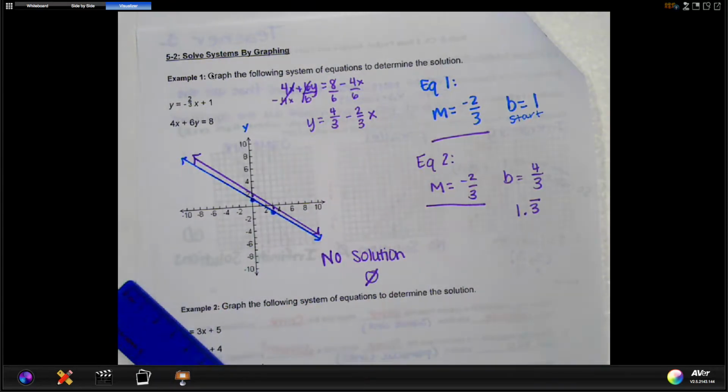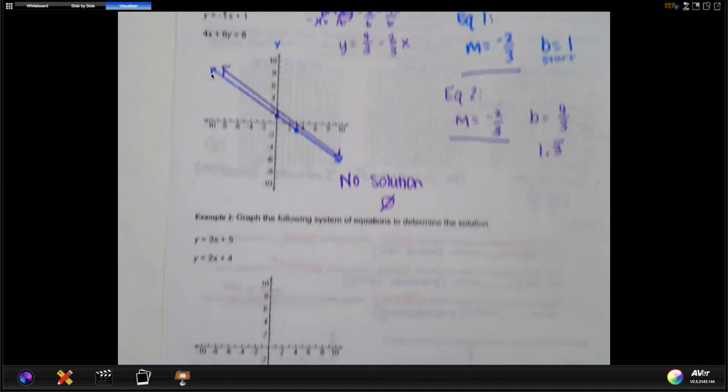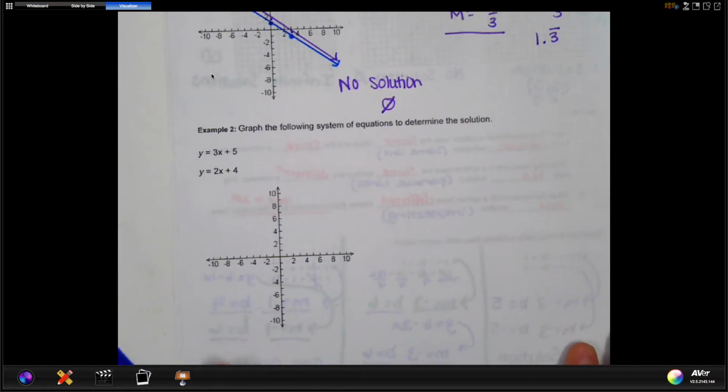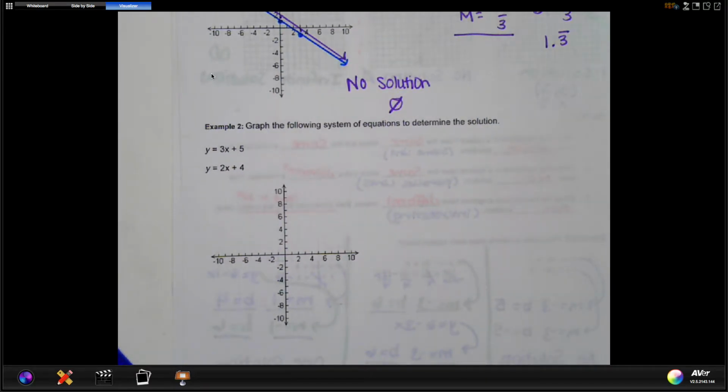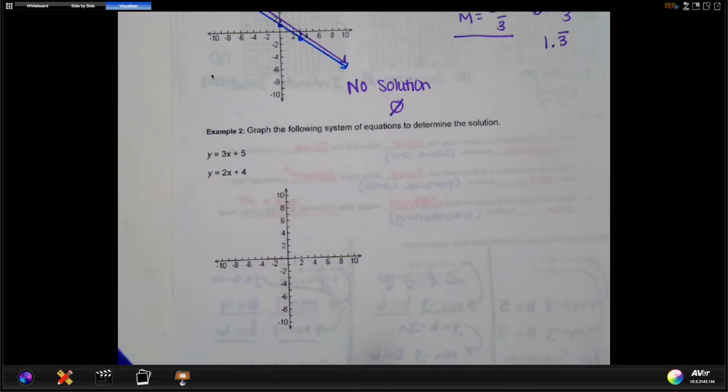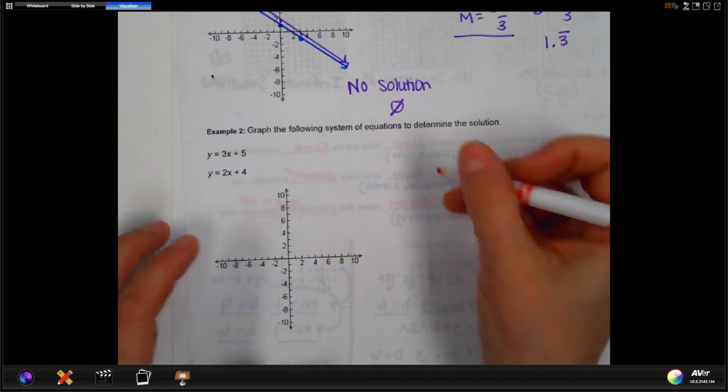Okay, let's do one that's a little bit easier here, and that's the one beneath it. So, example 2, let's do this again. It says graph the following system of equations to determine the solution. All right, this time they're both in y equals, which is kind of nice because then you don't have to manipulate the equation at all to find the slope and the y-intercept.